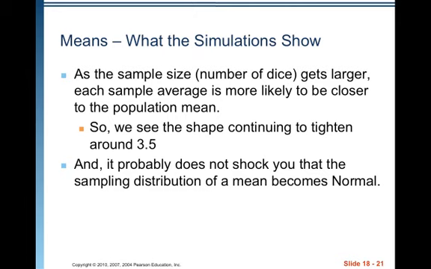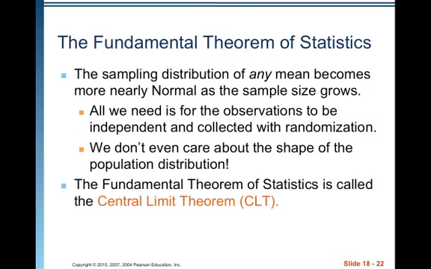So what does this simulation show? As the sample size, the number of dice, gets larger, each sample average is more likely to be closer to the population mean. So we can see the shape continuing to tighten around 3.5. And it probably does not shock you that the sampling distribution of the mean becomes normal. The sampling distribution of any mean becomes more nearly normal as the sample size grows. All we need is for the observations to be independent and collected with randomization. We don't even care about the shape of the population distribution.